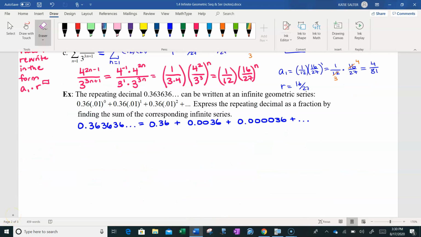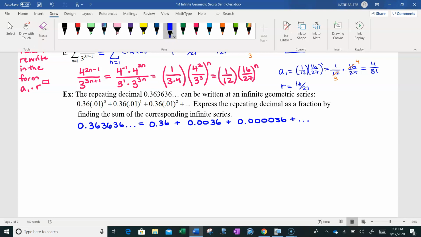Okay, so I love this part of infinite geometric series. You can take any repeating decimal and figure out what its fractional value is by using these formulas. So for example, if we have 0.363636 repeating, it can be written as an infinite geometric series as follows. I personally like to break it up like this. 0.363636 is equal to 0.36 plus 0.0036 plus 0.000036, and so on.